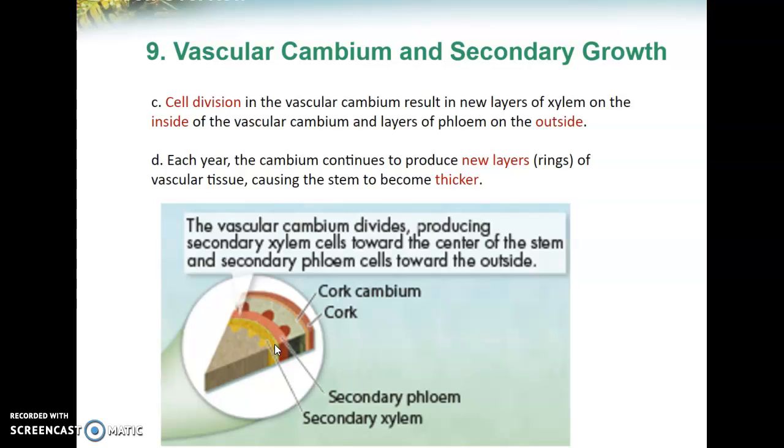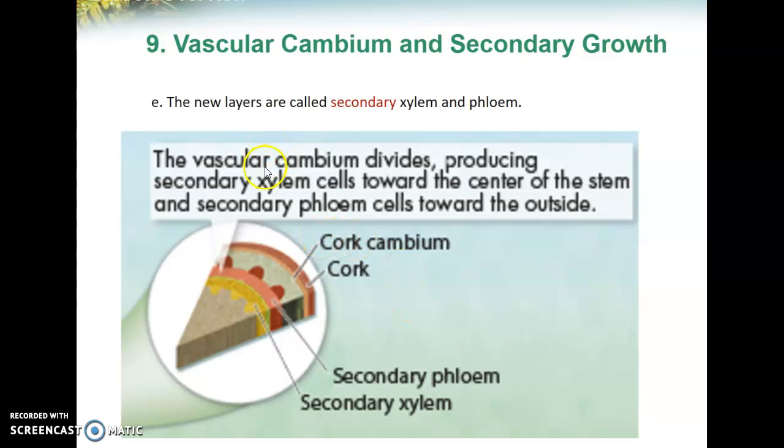Some monocots have growth that makes their stems a little bit thicker, but it doesn't happen from this vascular cambium the way it does in dicots, so we don't call that true secondary growth. So we have more and more layers added there. I think we're going to stop on that right there because I don't want to get into the cork cambium just yet.